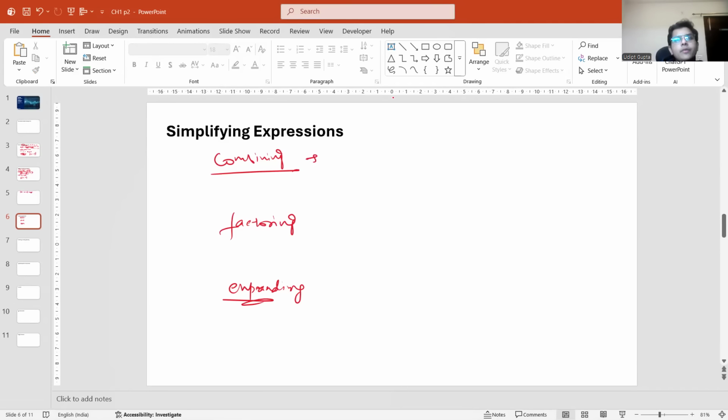Combining: let's say you have a variable, x plus 3x plus 2x. What can you do? If it's a single x, then it's 1x. Now there is one single term of x, 1x plus 3x plus 2x. It becomes 6x. That's how you simplify it. You just combine the like terms.